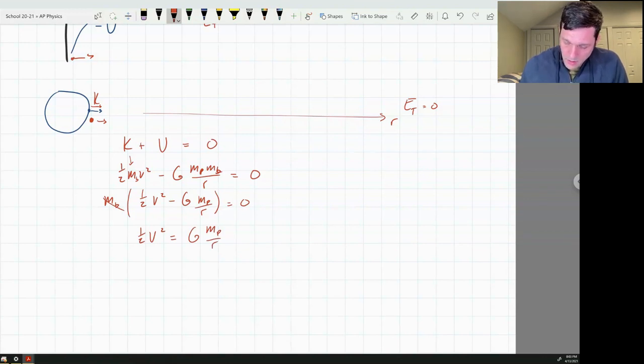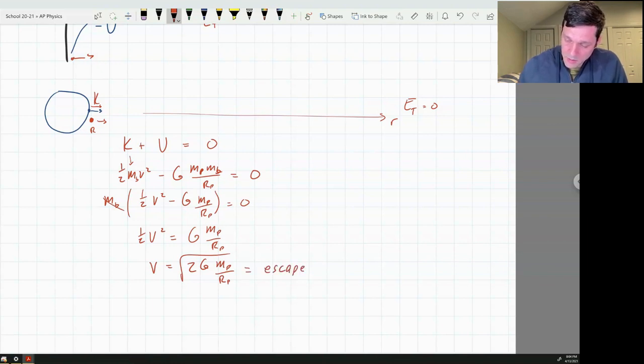And I guess we should be specific since we're talking about the r that we're starting at. So that is the r, the radius of the planet. And so rearrange things and solve for v. So v equals the square root of 2G times the mass of the planet over the radius of the planet. That is the escape velocity.